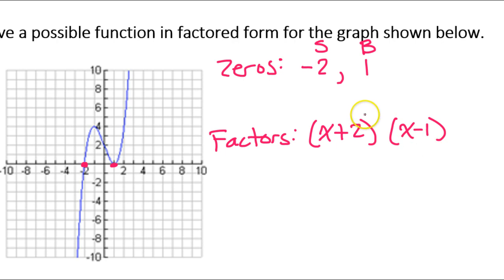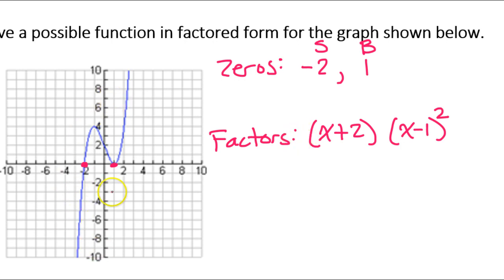Now we just have to worry about the multiplicity. Well, this one went straight through, so this should have multiplicity 1, so I'm not going to give it an exponent. This one was a bounce. A bounce happens when you have multiplicity 2, so I'm going to give that an exponent. The only thing that's left is, do I need a negative sign in front?